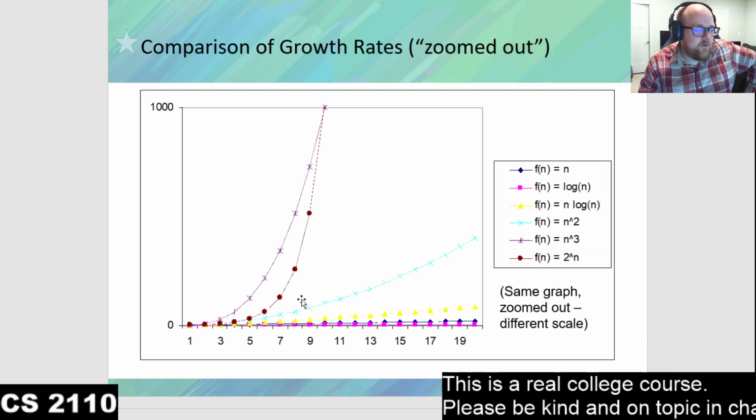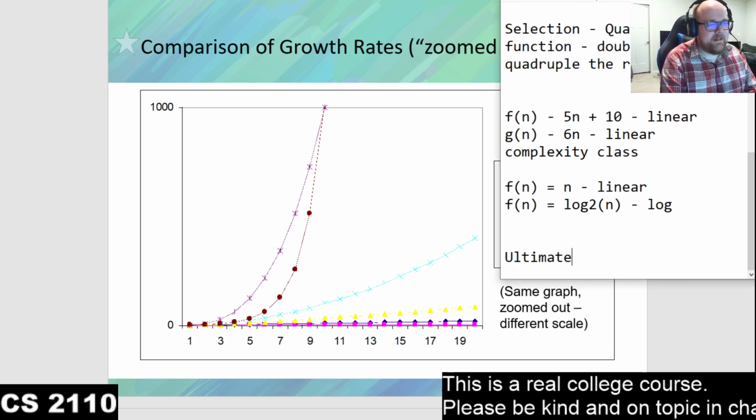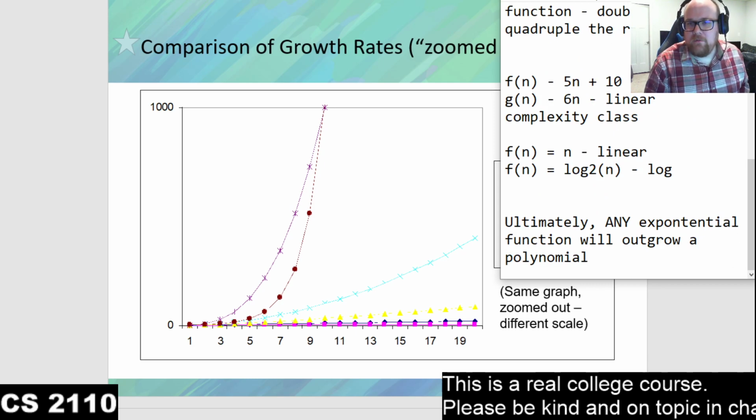And when we zoom out, you'll see that it doesn't take long for the exponential to actually pass cubic. And in fact, it is true that ultimately any exponential function will outgrow a polynomial function. All you need is a big enough n, and this will always be true. Exponential, therefore, is always worse.